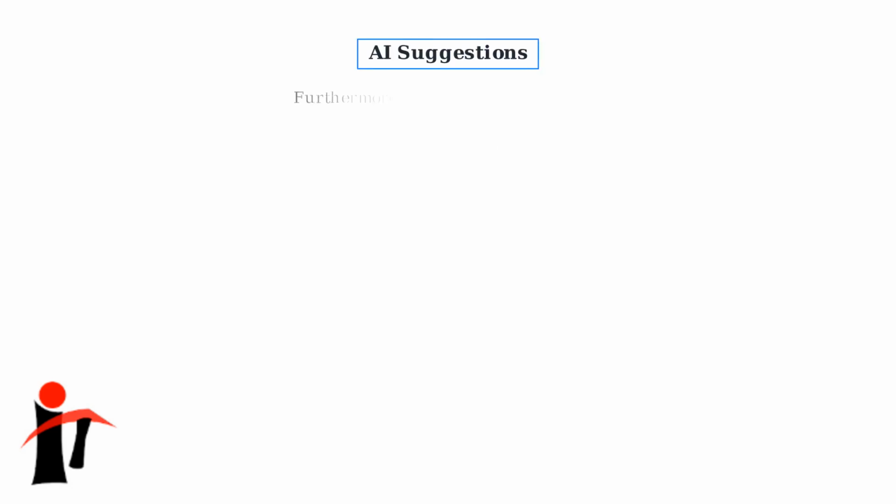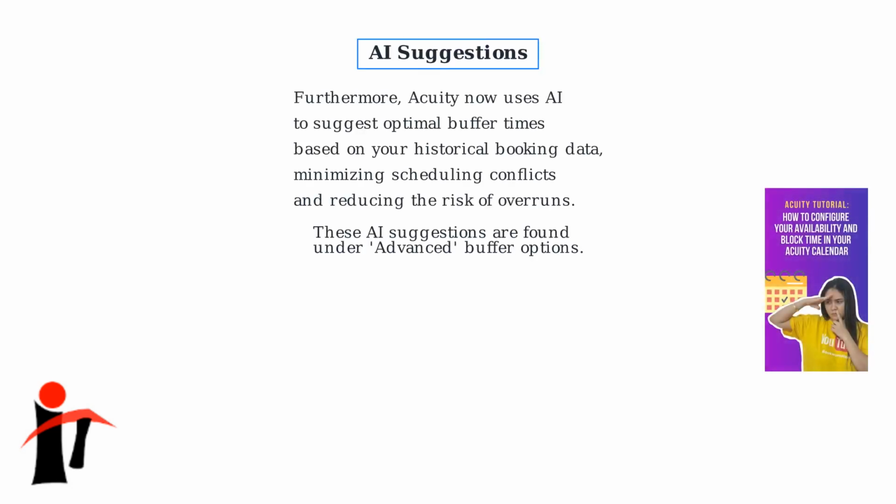Furthermore, Acuity now uses AI to suggest optimal buffer times based on your historical booking data, minimizing scheduling conflicts and reducing the risk of overruns. These AI suggestions are found under Advanced Buffer Options.